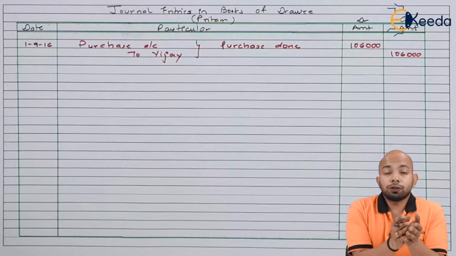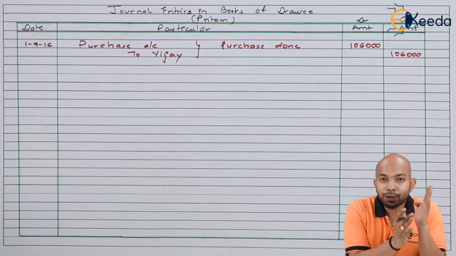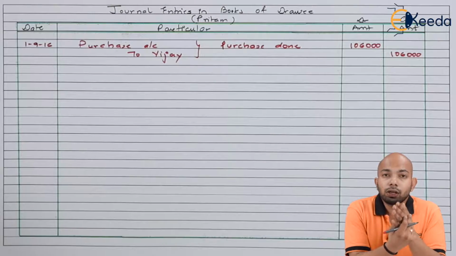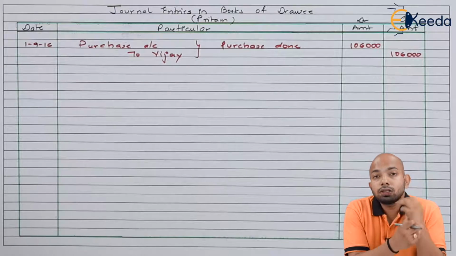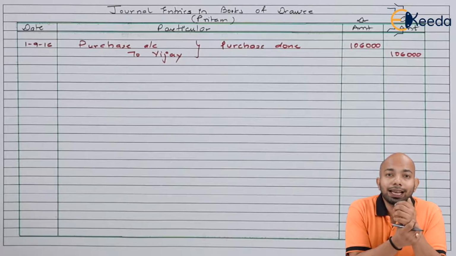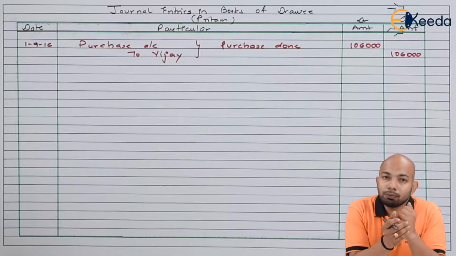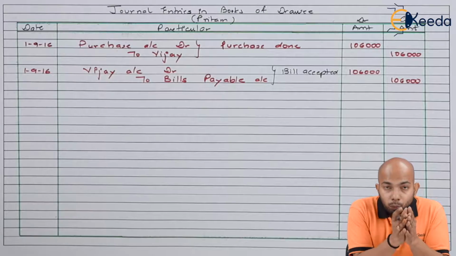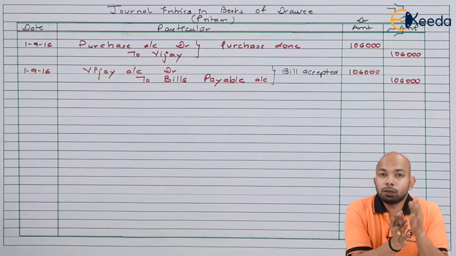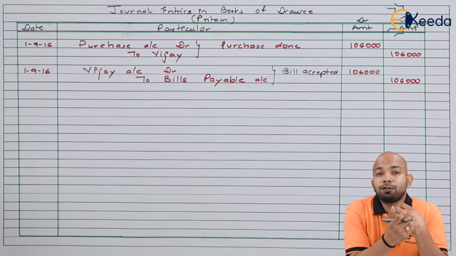Let's figure out how. So the first entry refers to the purchase account entry. That means purchase account debit to Vijay account. This has been done because the purchase has been done from the merchant named Vijay, and the amount is 1,06,000. On the same day, the bill was accepted and sent to him. So we'll pass the entry related to that. So on 1st of September, when the bill has been accepted, the entry will be Vijay account debit to bills payable account, because that is a liability for Preetham.